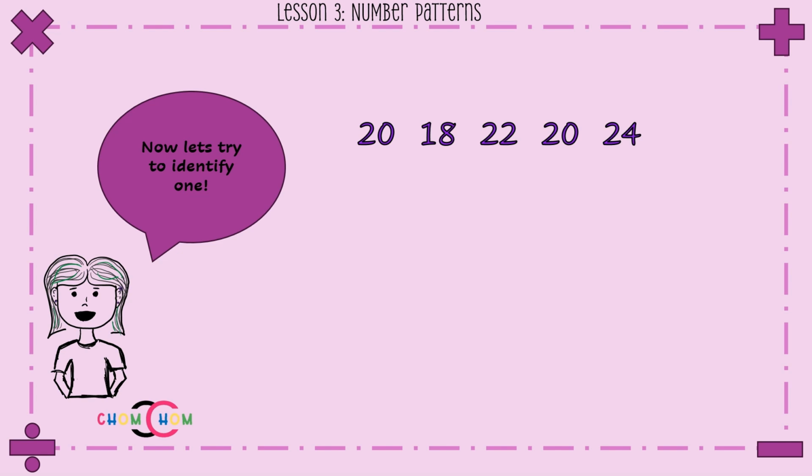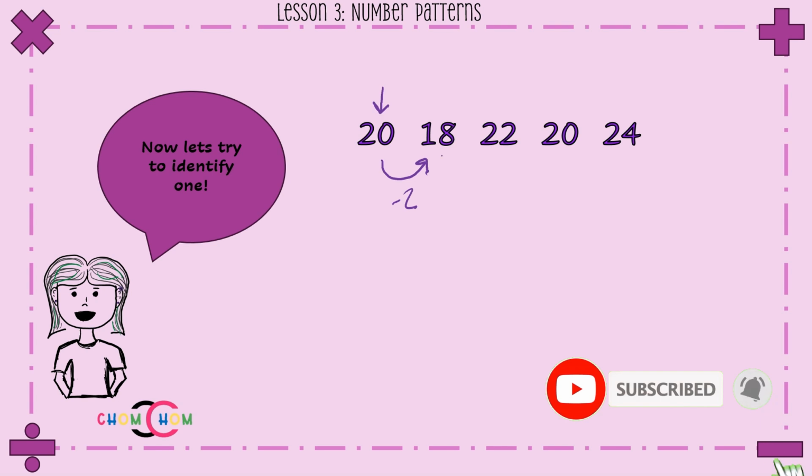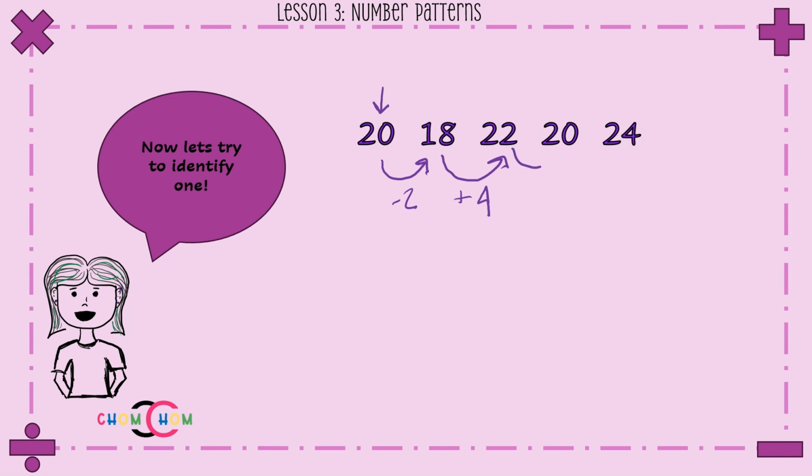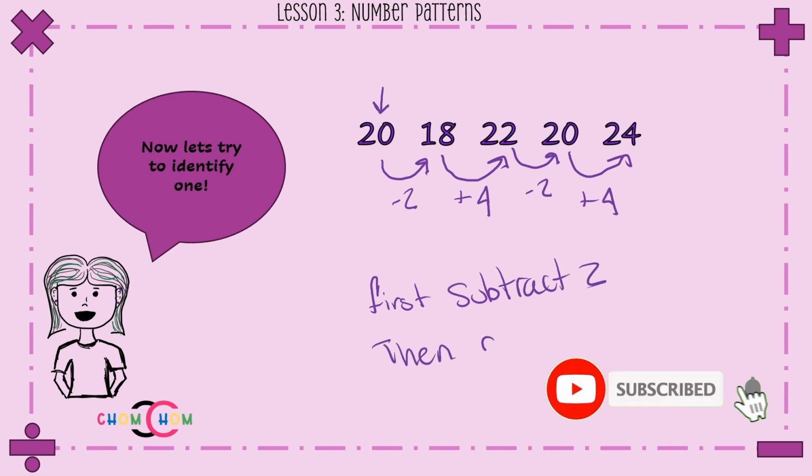Now let's look at this pattern. So first, we subtracted 2. We know we subtracted 2 because 20 is bigger than 18. Then we went from 18 to 22. That means we added 4. Then we went back down from 22 to 20, so we took away 2. And then we went up from 20 to 24, so then we added 4. So our pattern went first, subtract 2, then add 4.